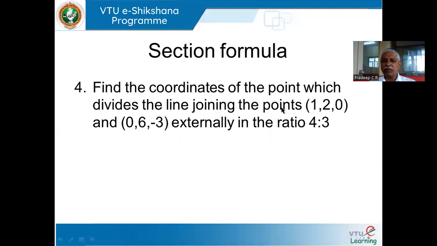Now, similarly, externally, I'll ask. Find the, I'll not show the geometry of this. If you know GeoGebra, you can see all these things on GeoGebra. By the way, GeoGebra is a free software. You should download it on your laptops and use it. It's very useful. Find the coordinates of the point which divides the line joining the points 1, 2, 0 and 0, 6, minus 3 externally in the ratio of 4 is to 3.